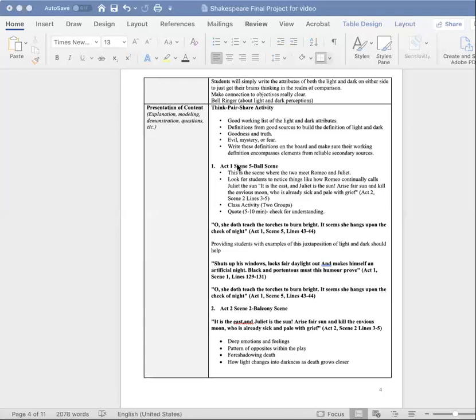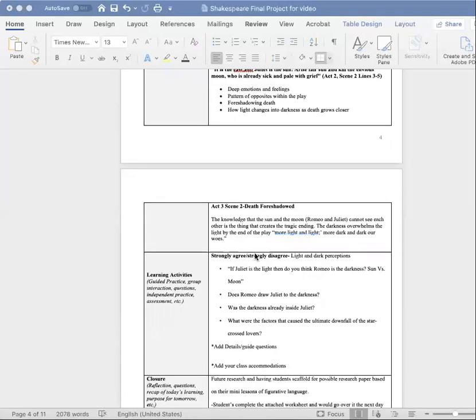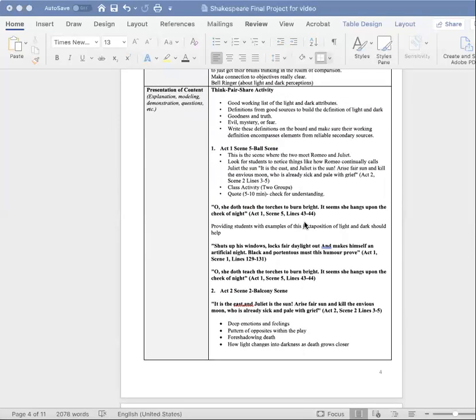We have Act 1, Scene 5, which is the ball scene. We have Act 2, Scene 2, which is the balcony scene, and Act 3, Scene 2, which is highlighted under the death foreshadowed.